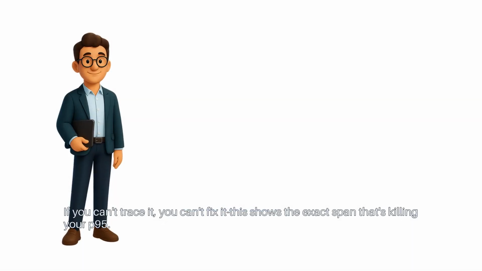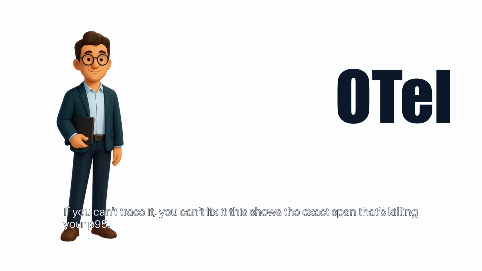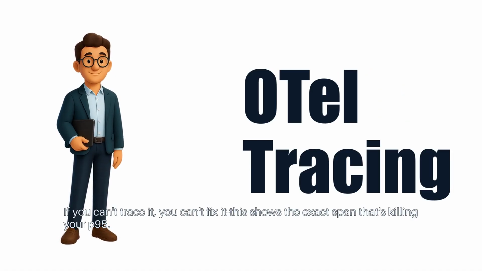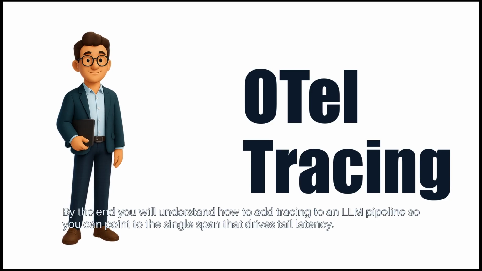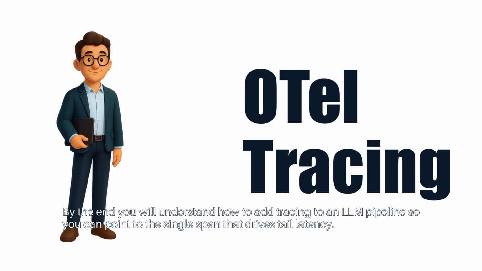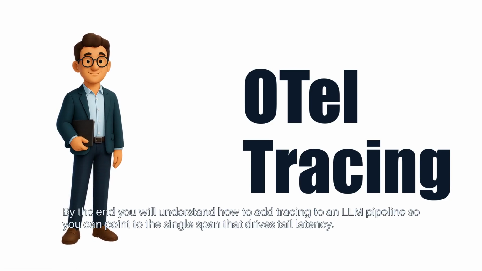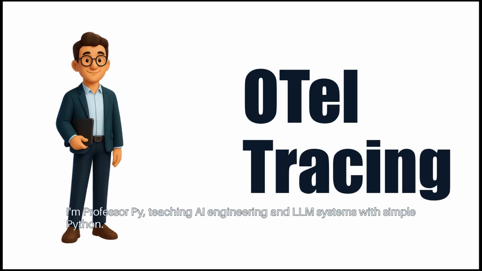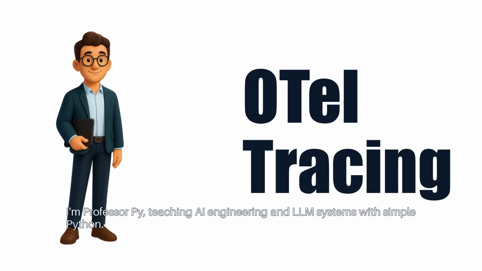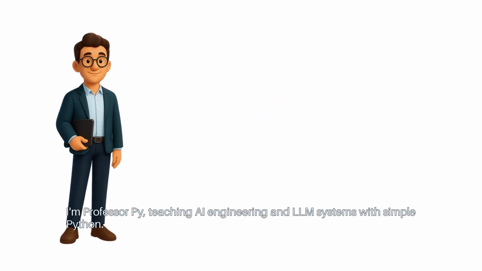If you can't trace it, you can't fix it. This shows the exact span that's killing your P95. By the end, you will understand how to add tracing to an LLM pipeline, so you can point to the single span that drives tail latency. I'm Professor Pi, teaching AI engineering and LLM systems with simple Python.